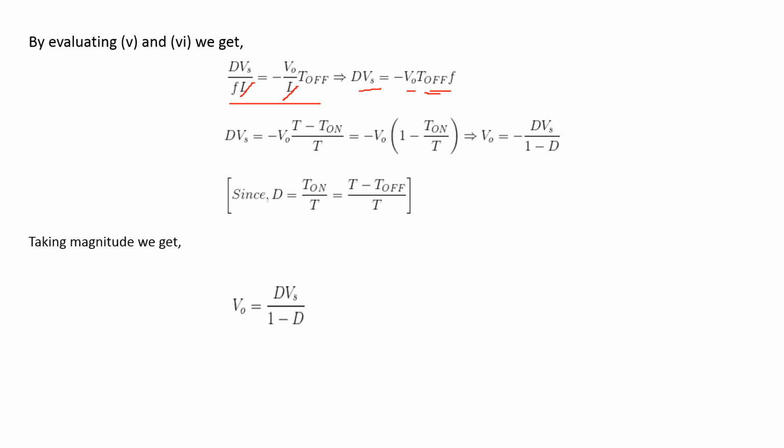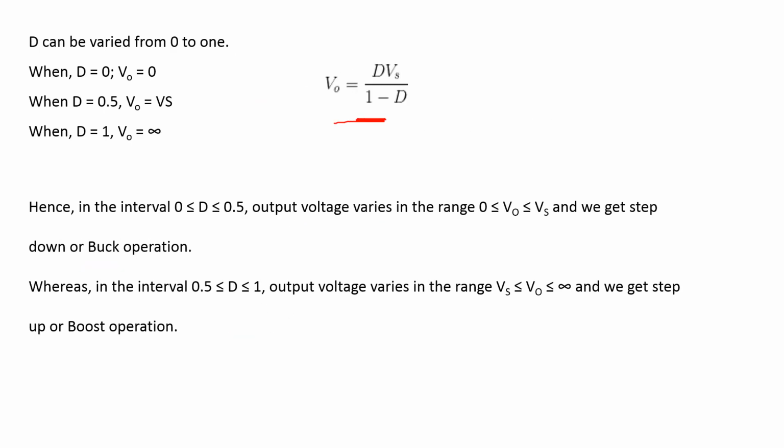By simplifying this, we get V0 is equal to minus D into Vs by 1 minus D. By taking only the magnitude, we get V0 is equal to D into Vs by 1 minus D. Here D is T on by T, so we can write (T minus T off) by T, since T on is the T minus T off. From that we get 1 minus D. This is the average output value of a buck boost chopper.